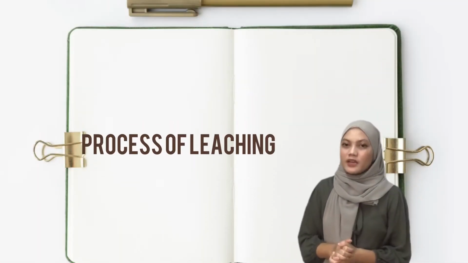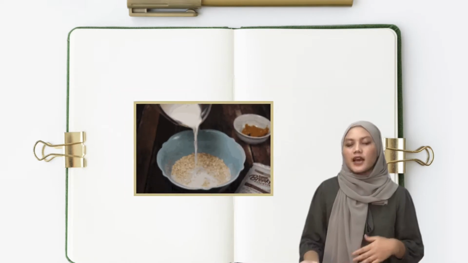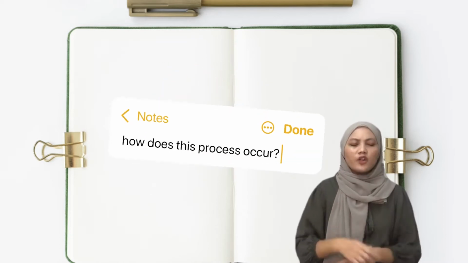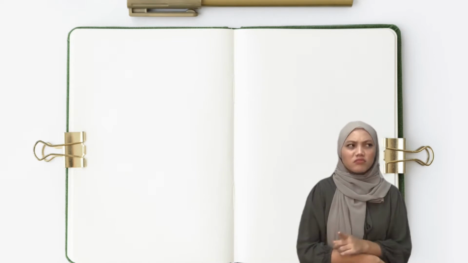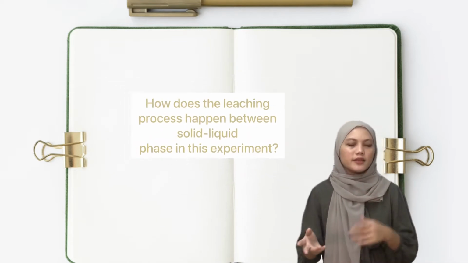Now I will further explain the process of leaching. In this experiment, we use oat as our solid to extract oatmeal by using water as solvent. So, how does this process occur? This is because of the leaching process. Then, how does the leaching process happen between solid and liquid phase in this experiment?